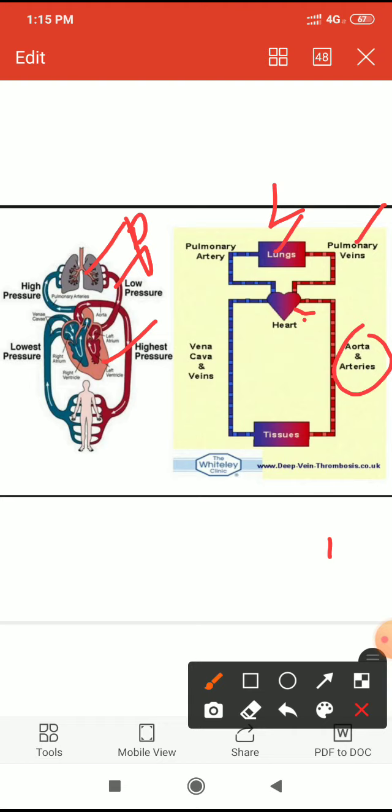After that, how will it be transported to the whole body? Because there are small vessels called capillaries, and through them it will flow to the whole body. And now the blood from the arteries goes to the capillaries, where the nutrients, oxygen and waste material are exchanged between capillaries and tissues.